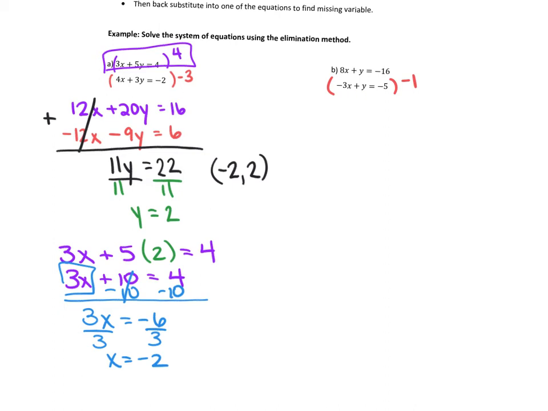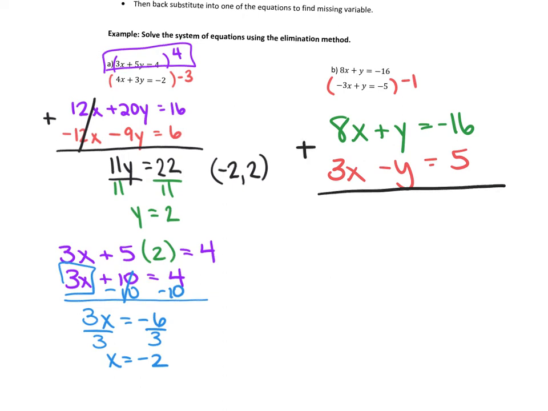So the top equation is going to be 8x plus y equals -16. I didn't touch it. The bottom equation, all the signs flip. So that's 3x minus y equals +5. I'm going to add these equations up again. 8x plus 3x is 11x. These are going to cancel or eliminate. And then -16 plus 5 is -11. Solve for x, divide both sides by 11. I get x equals -1.